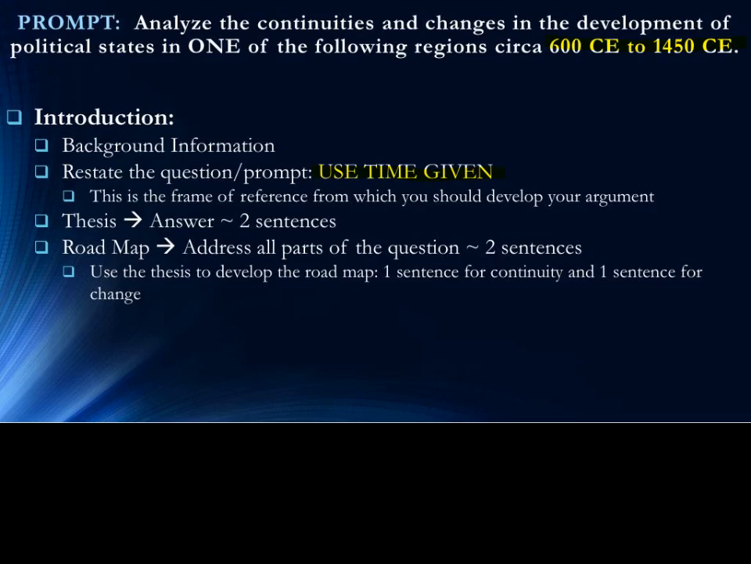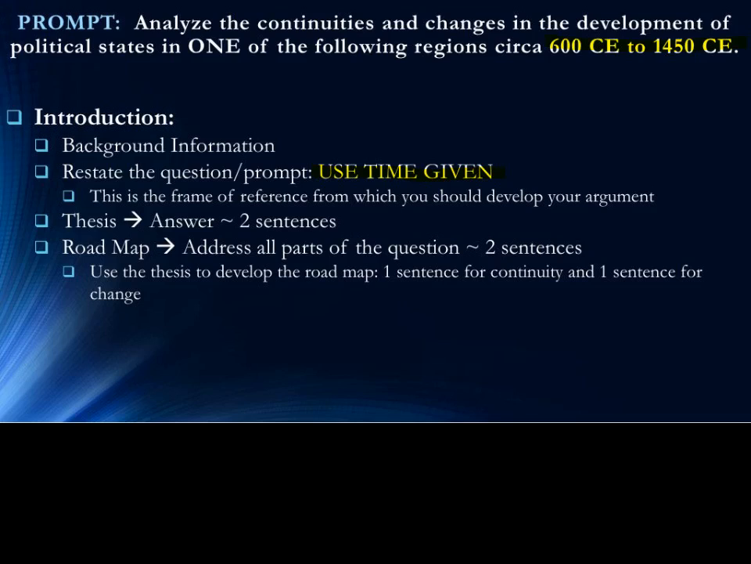Next, the thesis. This is your answer. You should have one continuity and at least one change. You really need to do that in two sentences. Obviously, 3 answers is definitely better. However, you definitely need to make sure that you have at least one continuity and at least one change. Because if you have 2 changes and no continuity, you do not get the point for the thesis. If you have 2 changes or 2 continuities and no change, you still do not get the point for the thesis. But if you have at least one continuity and at least one change, then you do get the thesis point.